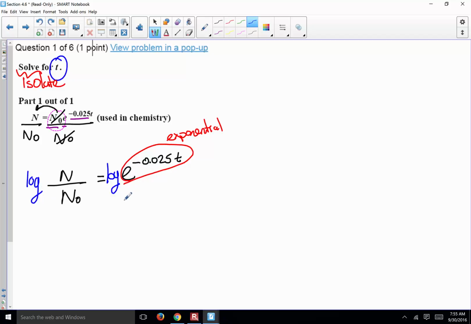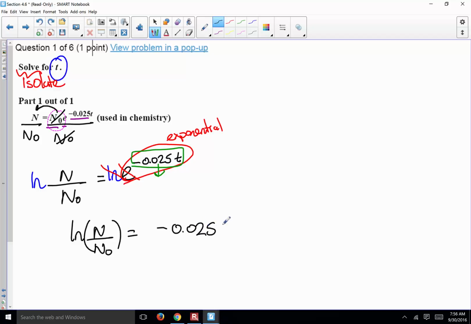But we call log e a shortcut, short name. It's ln, yeah. So ln is used, and this will take care of ln e. It just drops out. Because we know the second rule of logarithms, when the bases match, that logarithm is 1, and this power exponent falls to the ground level. So ln of n over n0 equals negative 0.025 t. Okay, next.